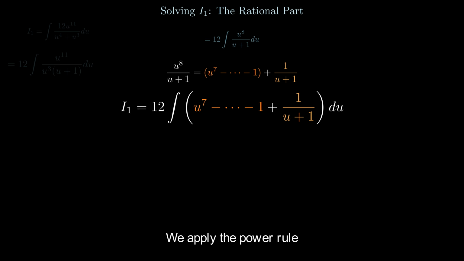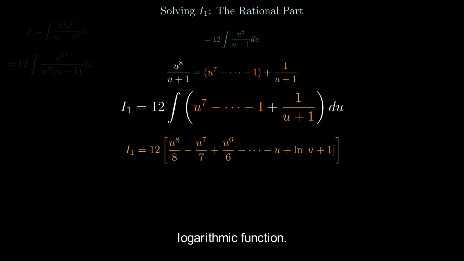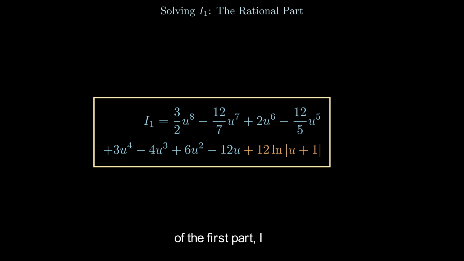We apply the power rule to the polynomial terms. The remaining term integrates to a natural logarithmic function. Distributing the 12 completes the evaluation of the first part, I1. With I1 completed, we will now proceed to evaluate the second part of the integral, I2.